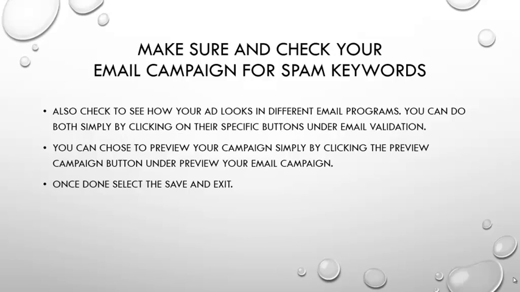Also, check to see how your ad looks in different email programs. Again, this is super simple. You can do this simply by clicking on their specific buttons under email validation. Again, I will show you this in just a few seconds. You can choose to preview your email campaigns simply by clicking on the preview campaign button under the preview your email campaign section. This is all right there. Again, I'm going to walk you through it. Once it's done, go ahead and select Save and Exit.